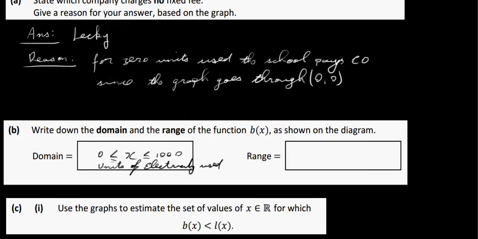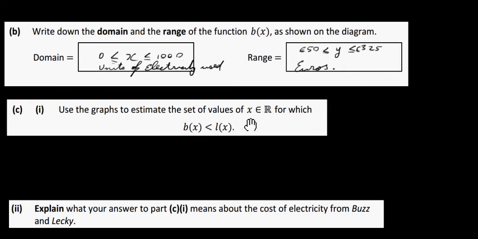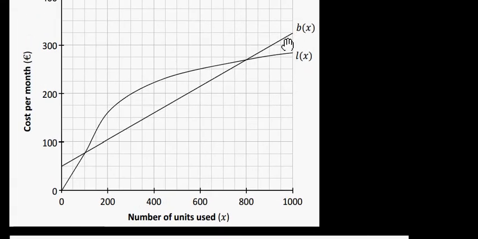So let's just put those in. So y would be greater than or equal to 50 and less than or equal to 325, and these are euros here. Okay, so that's our domain, that's our range for b of x. Use the graph to estimate the set of values of x for which b of x is less than L of x. So again, if we look at our graph here, we want to know where b of x is less than L of x.